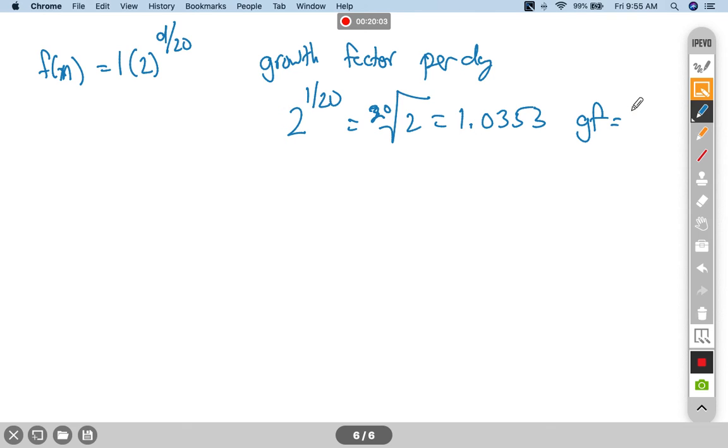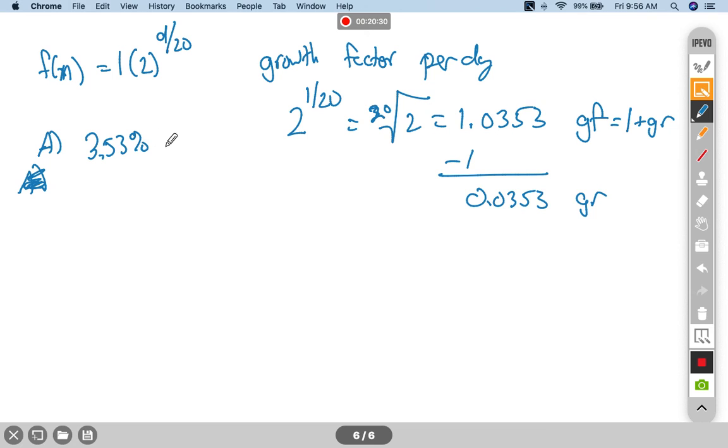But again, remember the growth factor is 1 plus the growth rate. So if I subtract 1, I get 0.0353 is my growth rate, or my answer for A. I'm looking at the wrong problem on my other screen. We're growing at a rate of 3.53% per day. So that kind of gives us the idea there.